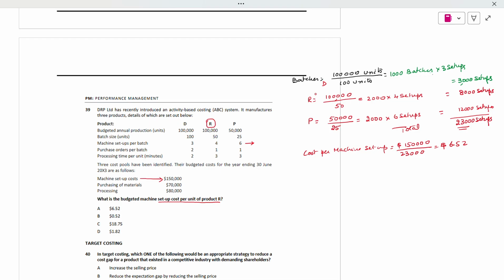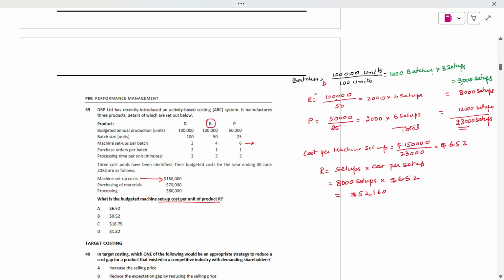Next. How many setups for R? Setups times cost per setup. How many setups are there? 8,000 setups. It comes to how much? 8,000 times 6.52 is 52,160.